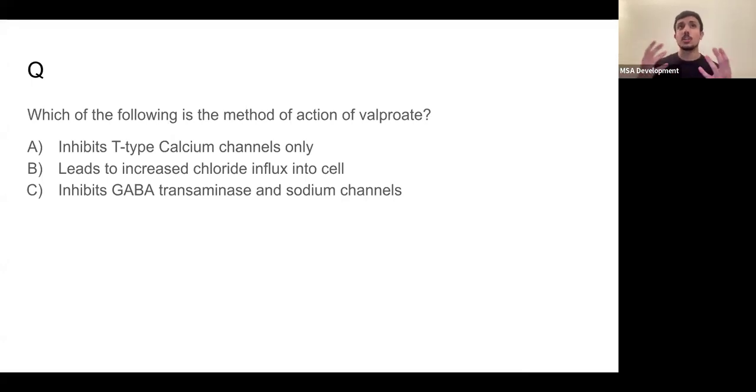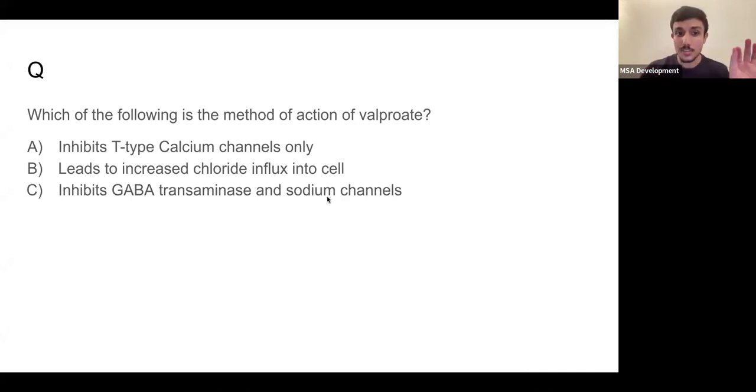So how can you decrease action potential? By making it more negative. Okay, if you want to make it more negative, what can you do? You can inhibit calcium going in because that's positive, and you can inhibit sodium going in because that's also positive, or you can make chloride go in because that's negative. So that's how you want to decrease the positivity, okay?